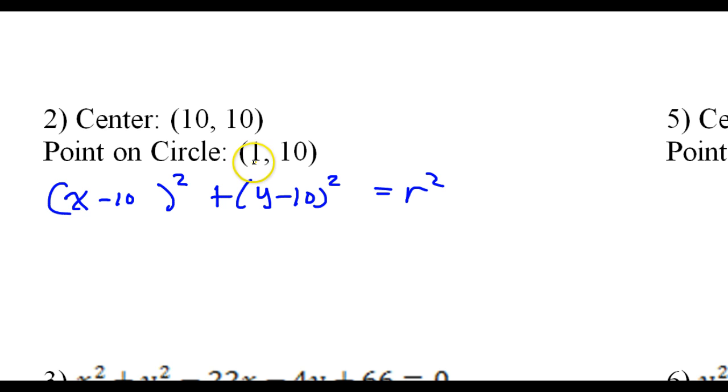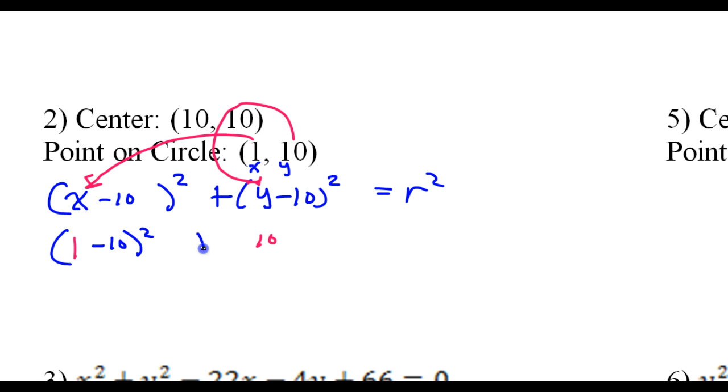Now when I give you a random point, I'm giving you an x and a y. So if I take this x and substitute it in, I'm taking this 1 and putting it right there, and I'm going to take this 10 and put it right there. So this is going to become 1 minus 10 squared plus 10 minus 10 squared is equal to the radius squared.